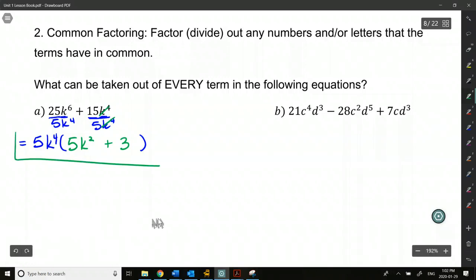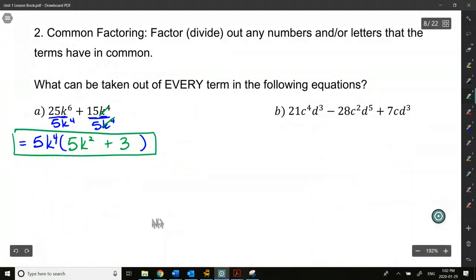So that is fully common factored. I will know this is fully common factored if I look in the brackets and there's nothing left that would be common between those two things. So 5 and 3, I can't divide any further except by 1. And then there's no k's in the second term here, so I can't really take out any more k's. That's how I know that I've gotten the furthest I can go.